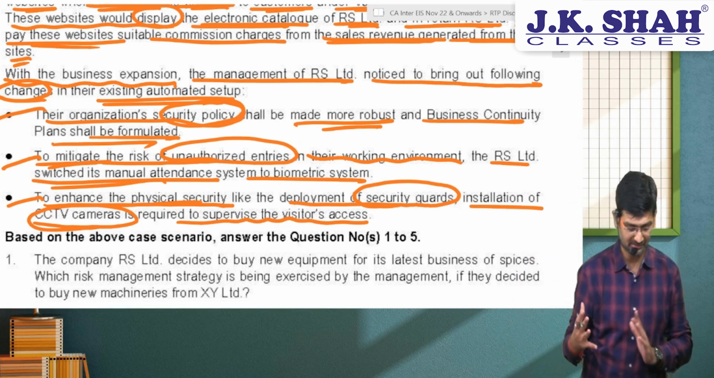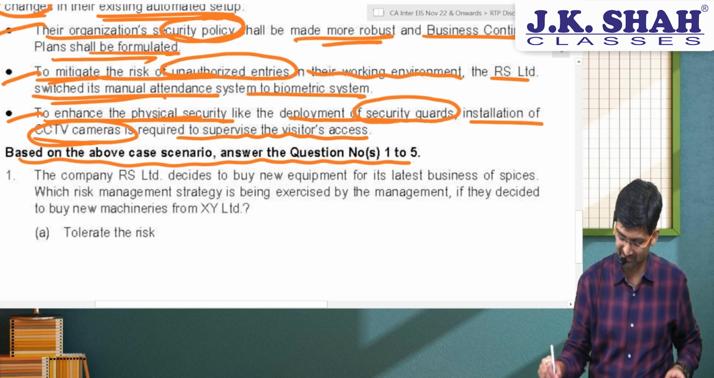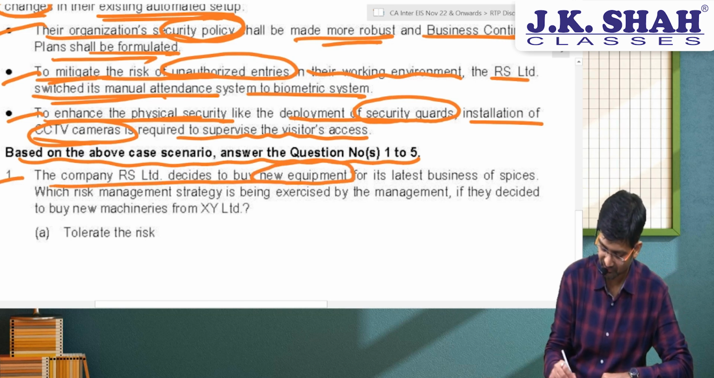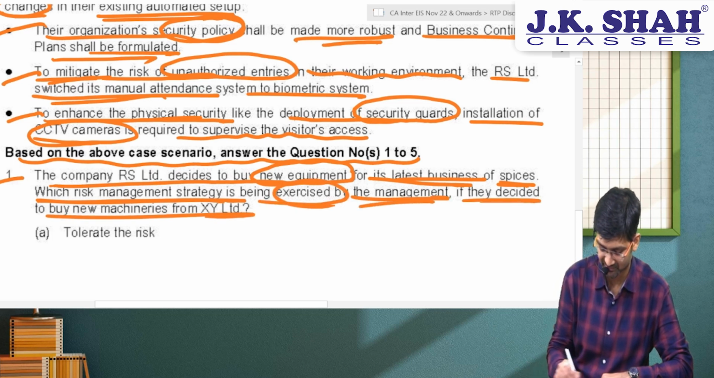So that's the case study for us. Okay, we now go on to discuss questions based upon the above scenarios. The company RS Limited decided to buy new equipment for its latest business of spices. Which risk management strategy is being exercised by the management if they decided to buy the new machine?